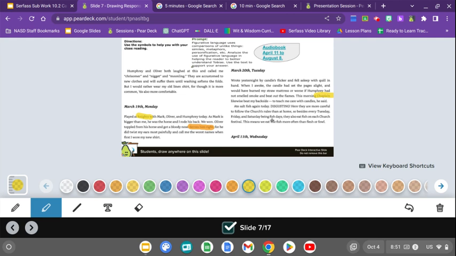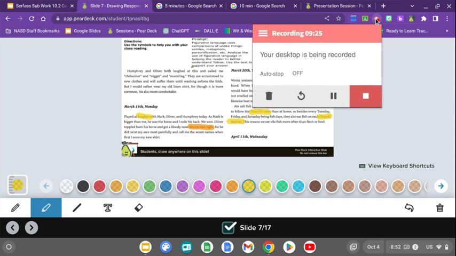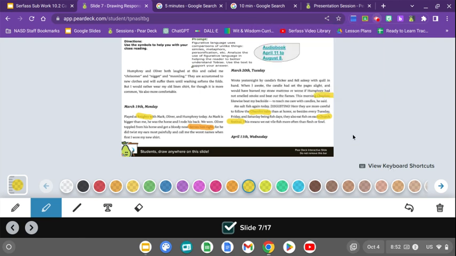Here they are more careful to follow the church's rules than at home. And besides every Tuesday, Friday, and Saturday being fish days, they also eat fish on each church festival. This means we eat vile fish more often than flesh or fowl. Please take a moment to highlight everything that connects with that word chivalry. Please do so now. Excellent work.